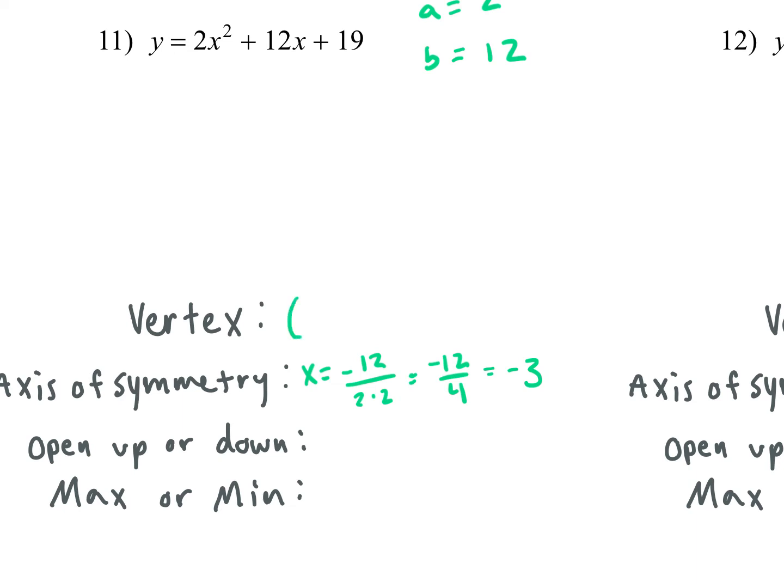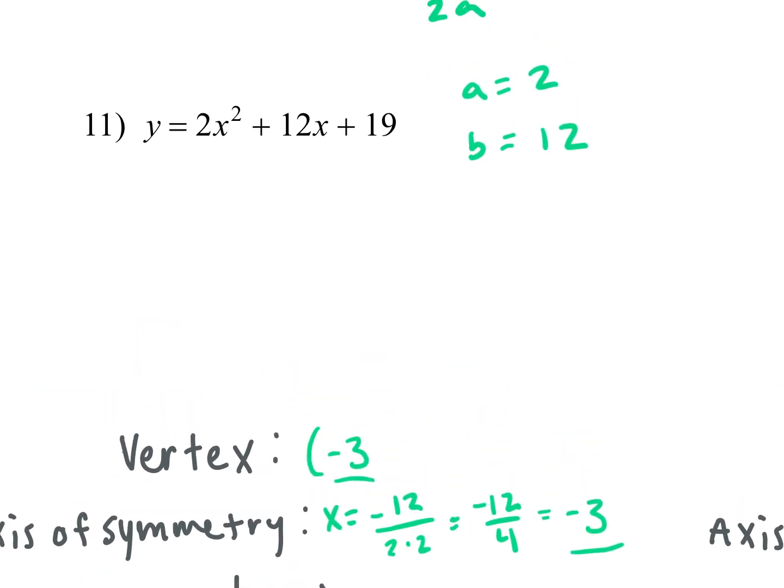What's the first number in my vertex going to be? Negative 3. It's the same thing as your axis of symmetry. And how do I find the second number in my vertex? Plug it in for x. So I have 2 times negative 3 squared plus 12 times negative 3 plus 19.